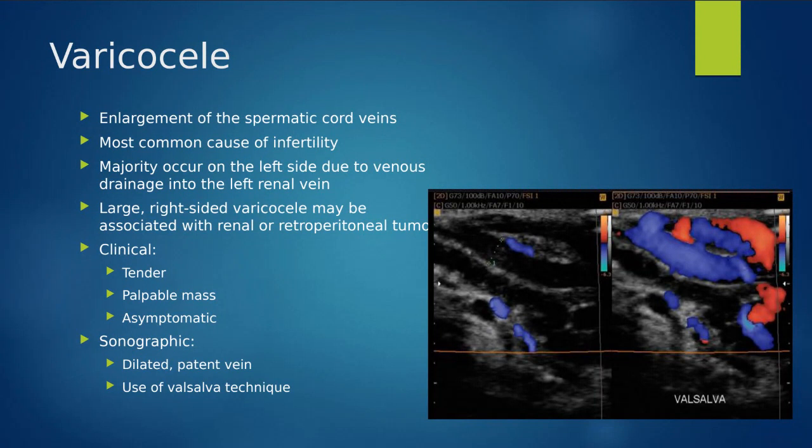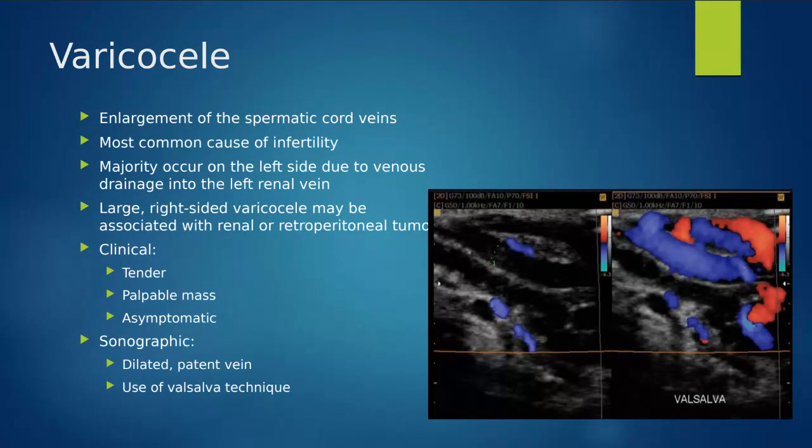Our kidneys, as we've previously said, are so closely related in terms of development to our genitourinary system that if we see something abnormal with the male reproductive system or even the female reproductive system, we need to go and check the kidneys and make sure they are okay as well. Clinically, we are going to see patients with tender palpable masses. They can be asymptomatic. On ultrasound, we are going to see dilated, enlarged, patent veins.